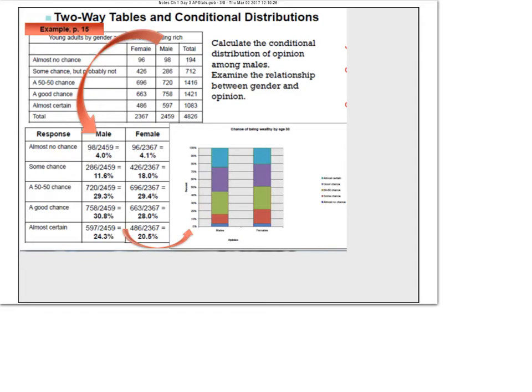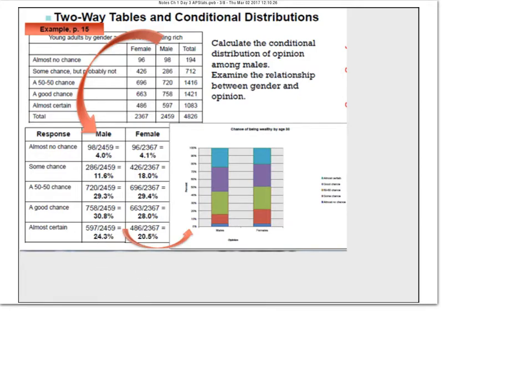Now let's go away from marginal into conditional. So, conditional distributions of two-way tables. Again, in our two-way table here, we're going to go back to the wealth of the students. So we have the wealth and the gender. This is a marginal table right now. Calculate the conditional distribution of opinion. What that's going to do is examine the relationship between gender and opinion. So they want us to look at the conditional distribution of opinion by gender. So, conditional distribution of opinion, but by gender.